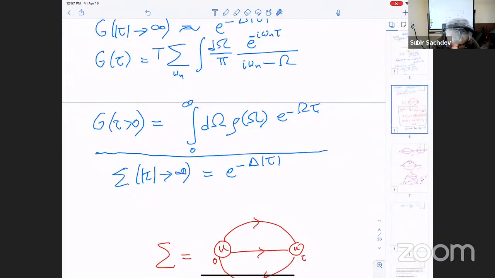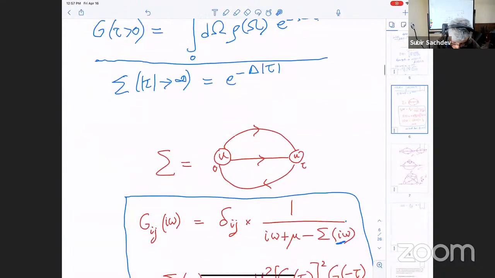Well, you can just do kind of dimension counting. Omega has the inverse dimension of tau, or you can actually do the integral with all the gamma functions, which is done in the notes. So let's assume rho of omega is some omega to the power beta. Then this integral is a standard integral involving gamma functions, and you can figure it out.